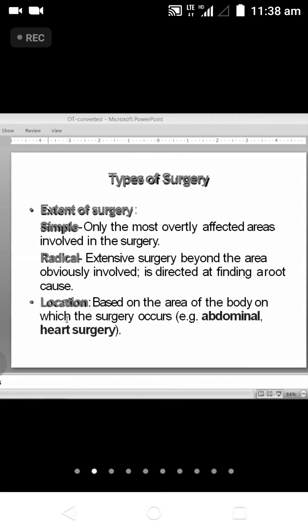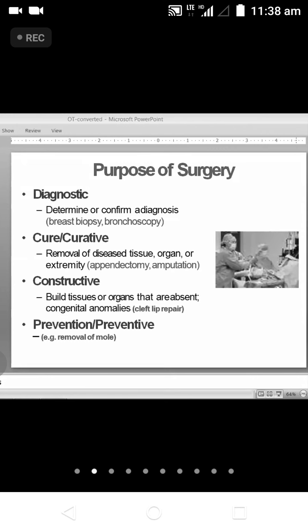And according to the location, it is based on the area of the body on which the surgery occurs. If it is in the abdominal part, it is abdominal surgery. If it is in the heart, it is called a heart surgery. So according to the location of the affected areas, the surgery will be taking place. Example is abdominal or heart surgeries. Then next is the purpose of surgeries. Purposes will be the same as the types.